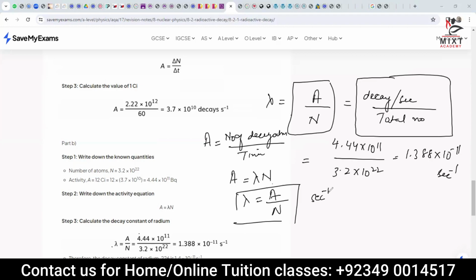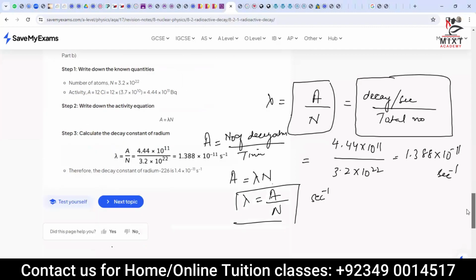If you remember, what do we call second inverse, by the way? In one chapter in IGCSE, we have learned what 1 by second means. Yes, Manu? Frequency. So technically speaking, this is the frequency. How frequent the decay goes. So this is the frequency of the decay, how frequent the decay of the radium element is. And this is constant for a specific element. Understand? Yes.